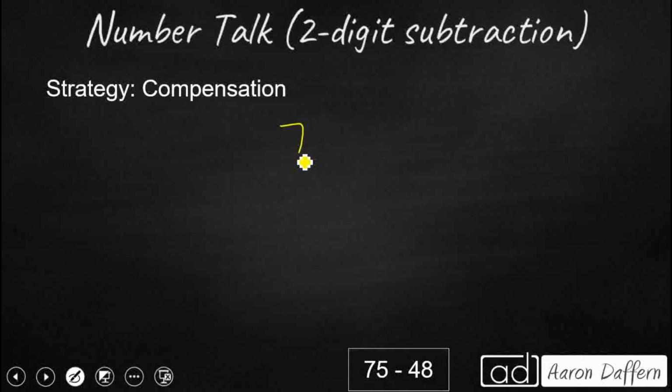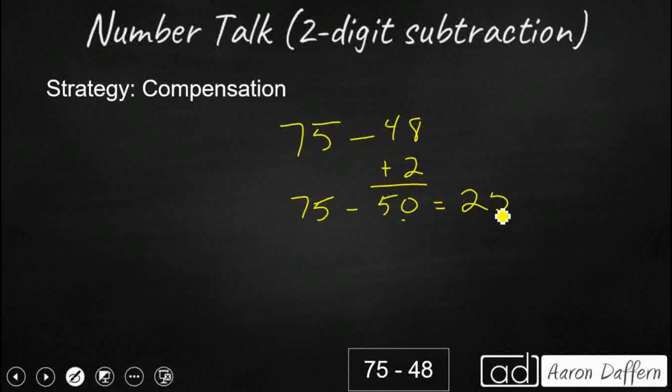We can also use a strategy called compensation. What we do with compensation is we take our subtrahend and we're going to change it to the next 10. So remember, plus 2 gets us up to 50. And we're going to go ahead and subtract that, because 75 minus 50 is so much easier to subtract. There's no regrouping involved. It's really easy when the ones digit in your subtrahend is a 0. So we're going to subtract that. That's going to be 25.